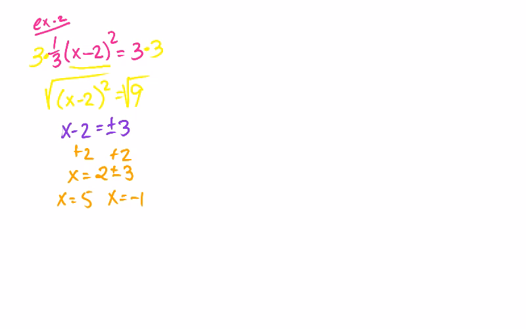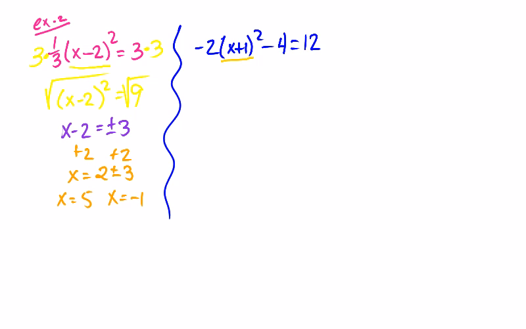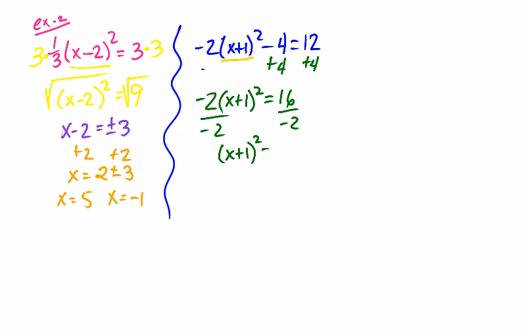So let's look at one more example. Negative 2, let's draw a line down that, (x plus 1) squared minus 4 equals 12. And so once again, we want to get the quantity squared by itself. And so you should divide by, oh, just kidding, let's add the 4 first. So you'll have negative 2 (x plus 1) squared equals 16, and then divide by negative 2, and so you'll have (x plus 1) squared equals negative 8, and we're going to now square root that quantity.